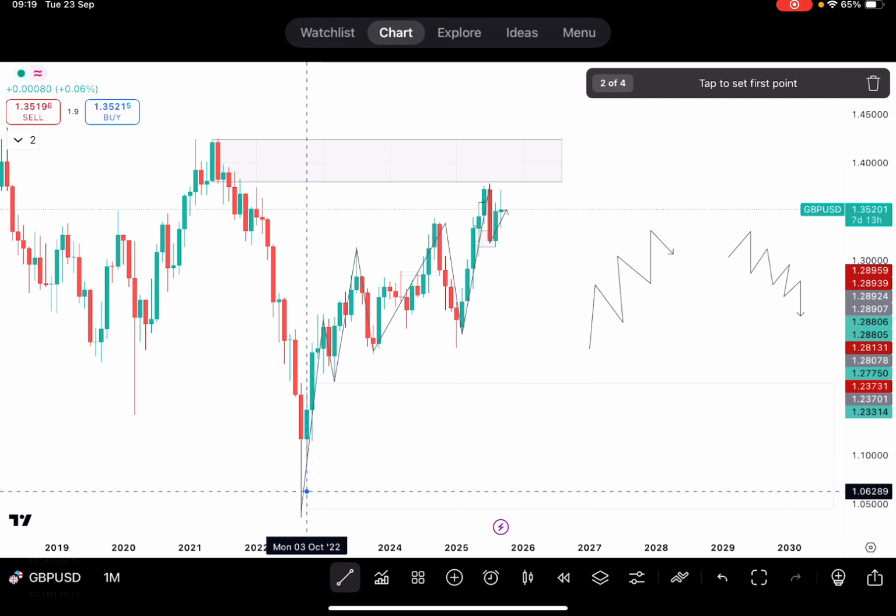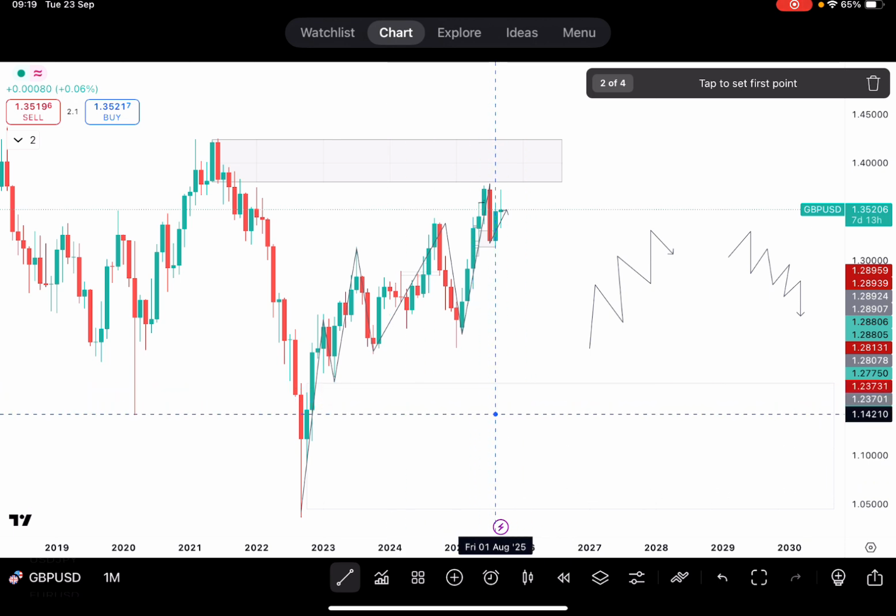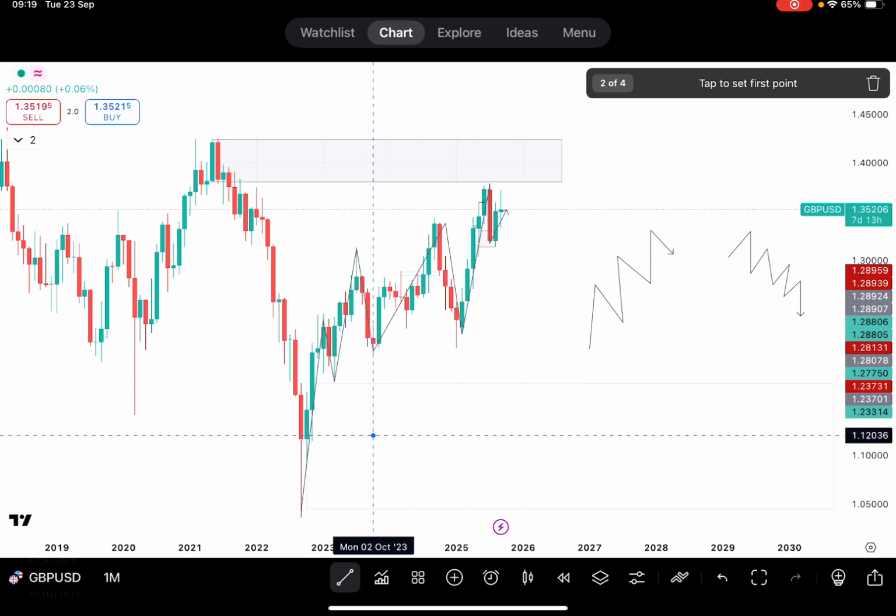Last bearish candle before bullish momentum. I don't know what your own definition is, but for me that's it. So this is an OB here.